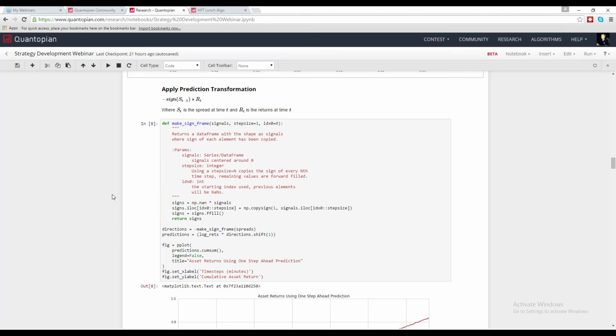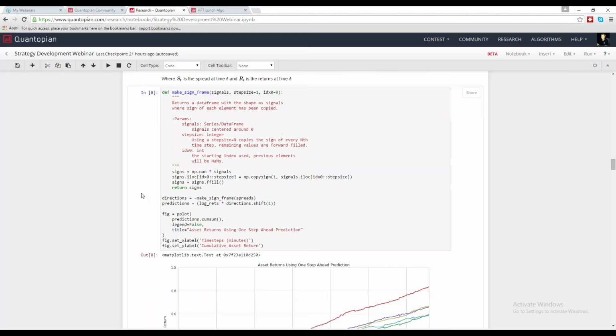So you just have to take the sign of the previous estimate and then multiply it by the next step returns, and that will transform your return series into your prediction, basically, where if it was above, I'm going to sell it. If it's below, I'm going to buy it. And that's what comes out of this.